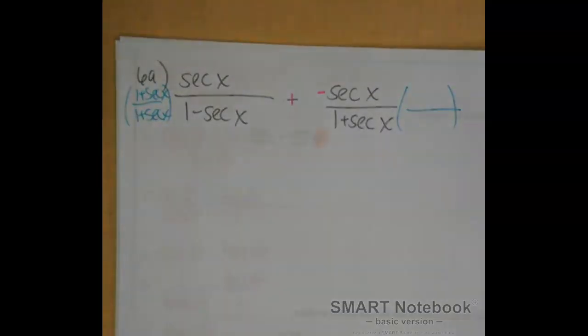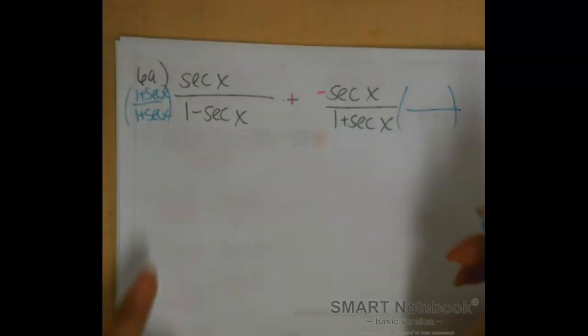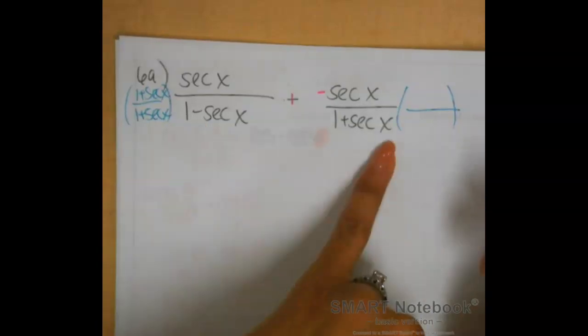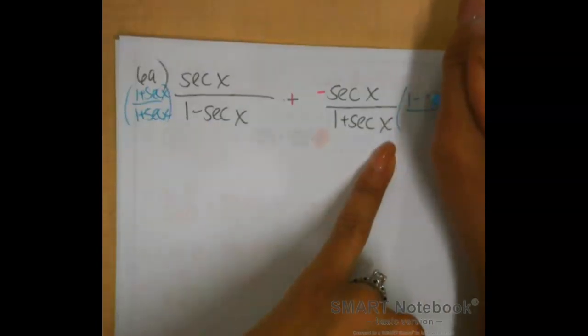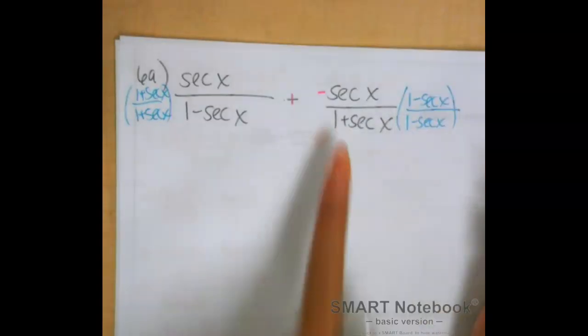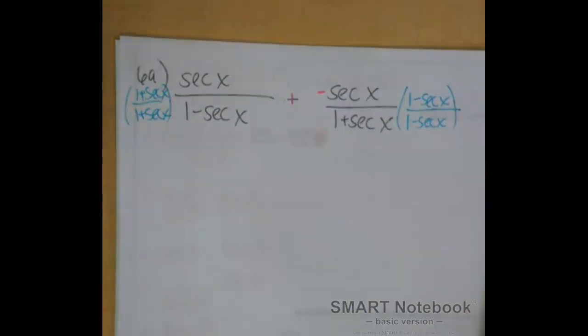It's called your conjugate. It's literally just taking the exact same thing and switching the sign. So this is your conjugate for 1 minus secant of x. For this guy here, this will be 1 minus secant of x, because you already have a plus for the second fraction. Be careful here, guys. This is just algebra 1 when we simplify.